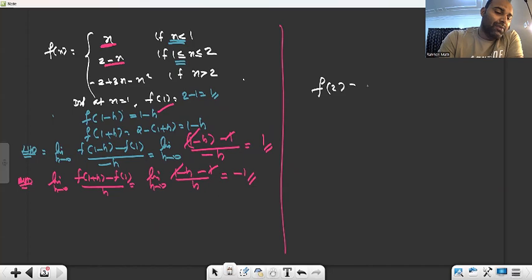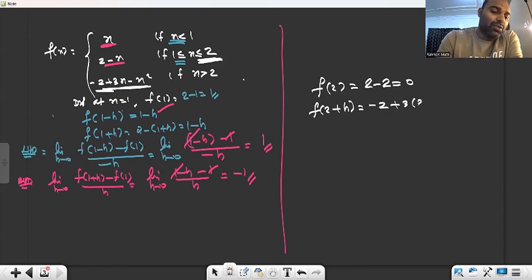First you have to find the f of 2. Equal sign is coming here, 2 minus 2 equal to 0. Where is the equal sign coming? What is f of 2 plus h? More than 2. That is a little difficult. This is the function, there you have to substitute: minus 2 into plus 3 into 2 plus h minus 2 plus h whole square.